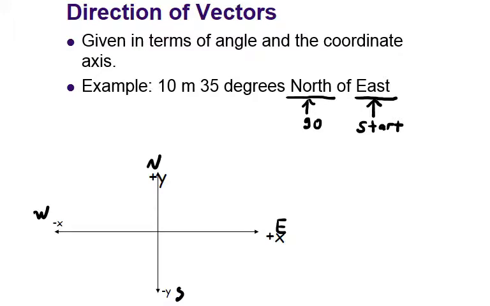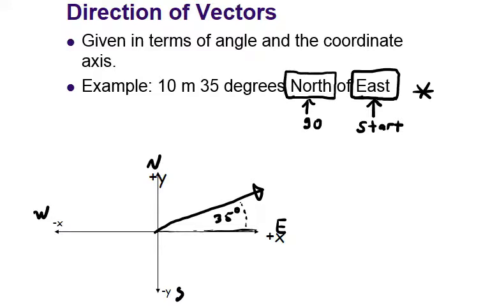It's very easy to get these mixed up, so this is a really important key idea. If we start on east, that's where we're looking here, and then we go north, so we're going up north by 35 degrees. So this angle here is 35 degrees. So we start with the second blank, and then we go with the first blank.